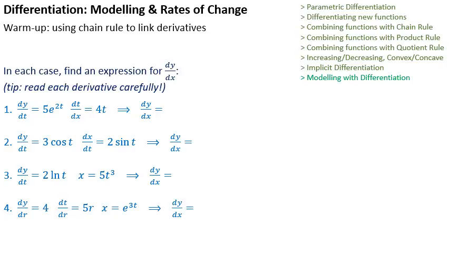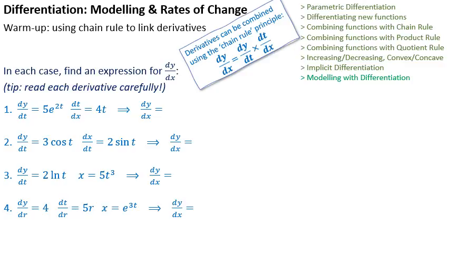This next section links back to some extent with parametric differentiation that we did right at the very beginning. It also has strong connections with chain rule, and depending on the complexity of the question, you may also need to invoke some of the other rules that you've come across during this chapter. The main crux of this is chain rule.